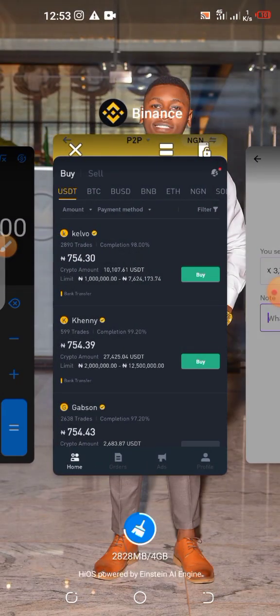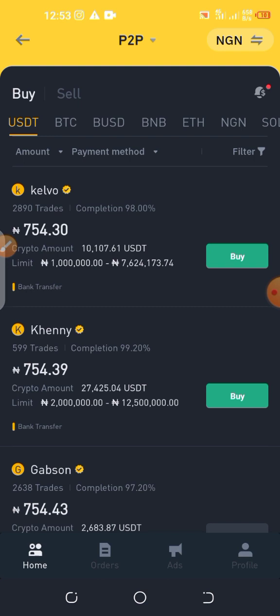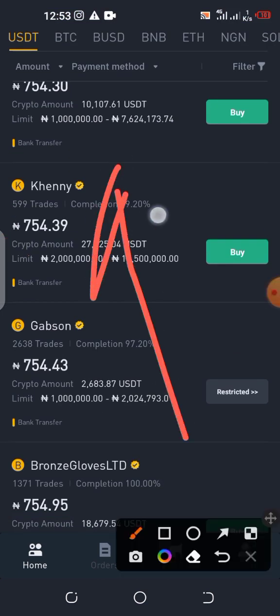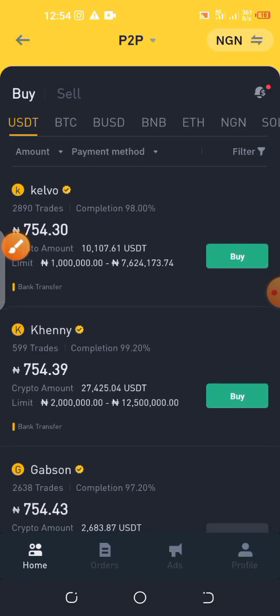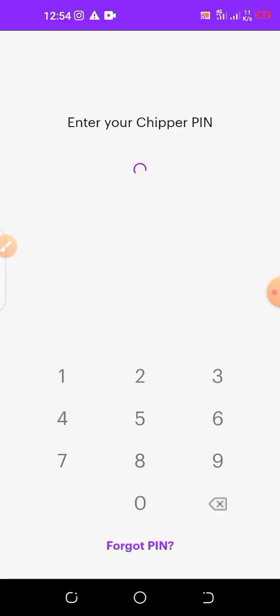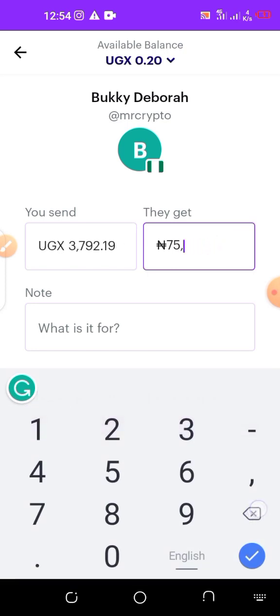Remember that when you're putting up a sell ad, it's going to appear here in the buy, you understand? So you have to make sure that you set up a lower price so that your ad would be here. So definitely you can just set up 754 or 752.5, you understand? Such that when you put it here, it will be in profit. So it is 754.30, so you can put 754.25 so that you can appear on top, you understand?